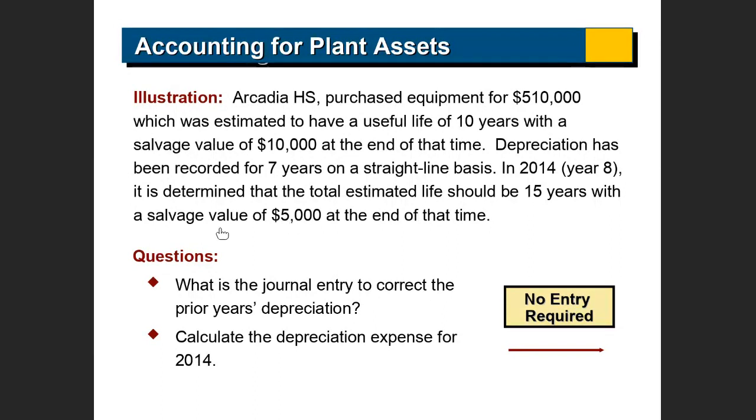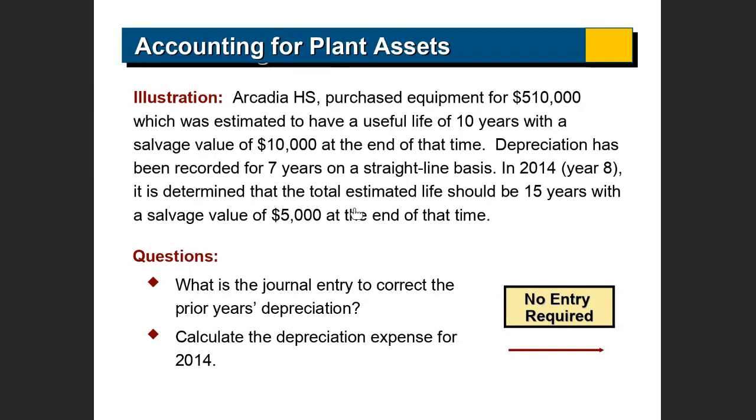Depreciation has been recorded for 7 years on a straight line basis. So you will depreciate the 500,000 over 10 years, and you have done that for 7 years already. 7 years have gone of the 10 years. In the 8th year, you figure out that the equipment actually has a 15-year life, right? A 15-year life, and the salvage value at the end of the 15 years is going to be 5,000. So you have two estimations that you did at the beginning that changed. One is the equipment does not have a 10-year life, it has a 15-year life, and the salvage value at the end is not going to be 10, but it's going to be 5.